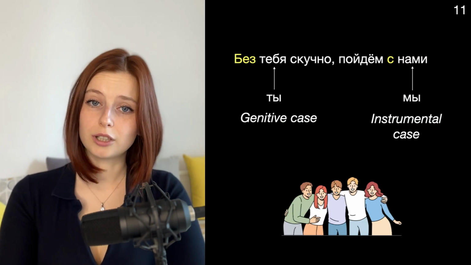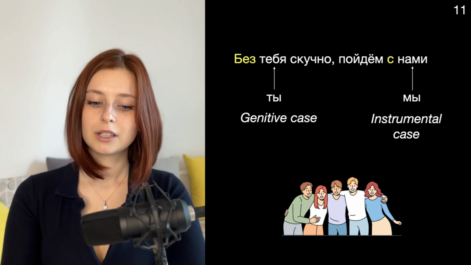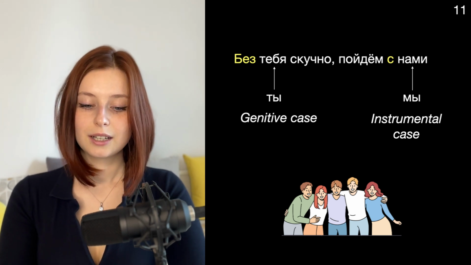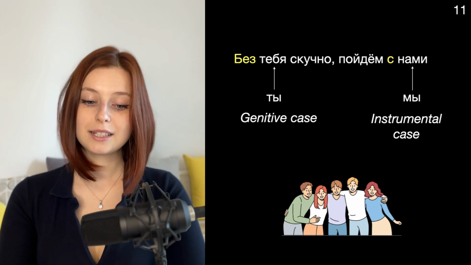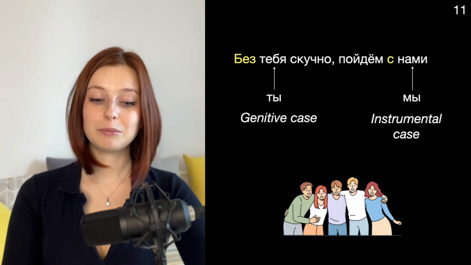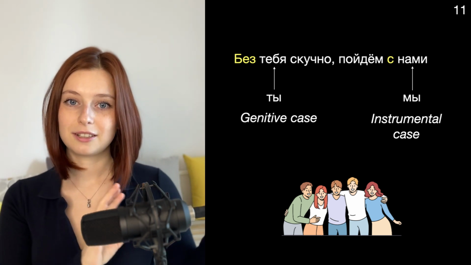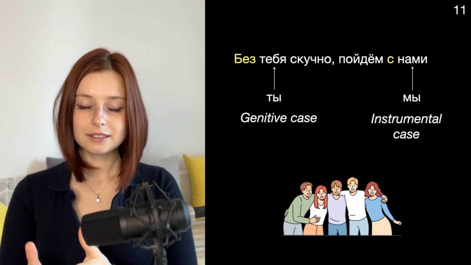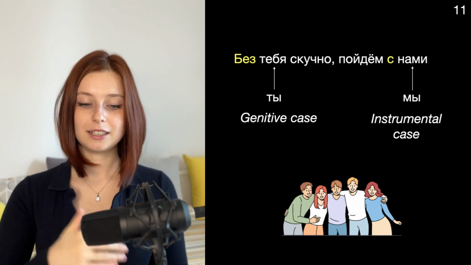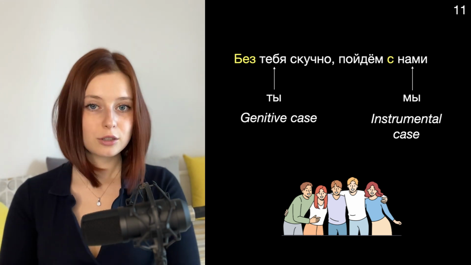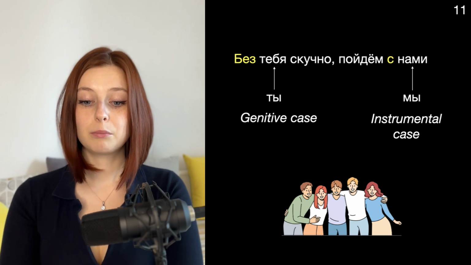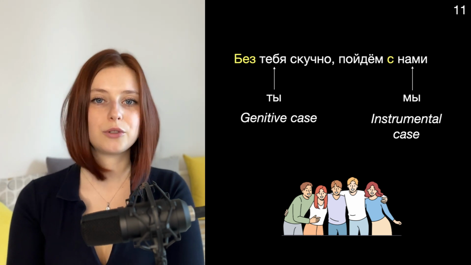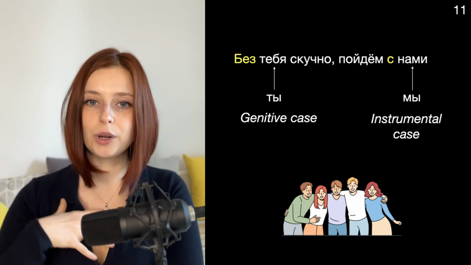Без тебя скучно. Пойдем с нами. It is boring without you. Come with us. Let's go with us. Без тебя. Без belongs to the genitive case family. Without. Basically, ты was ты. Because of без, it becomes тебя. Без тебя скучно, boring. Пойдем с нами. Мы became нами because of с. So, с нами, with us.